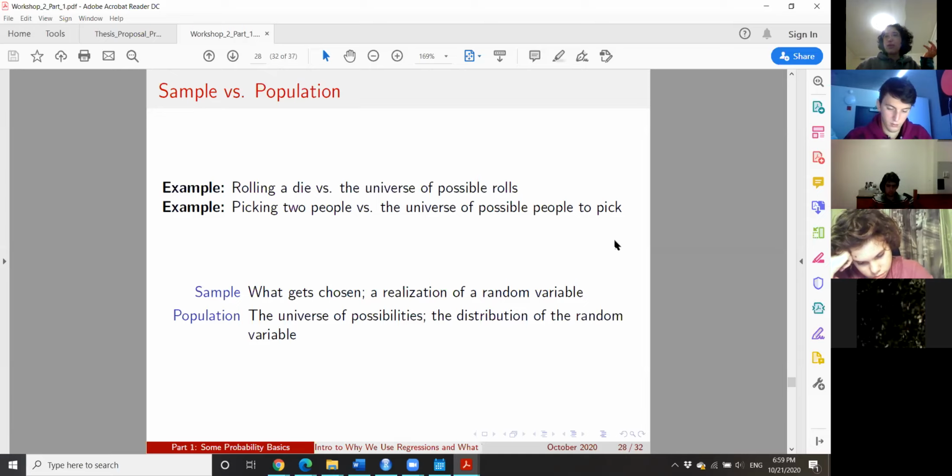So the sample is what gets chosen. You can think of it as a realization of a random variable. You can think of it as the realization of several random variables in some cases. The population, on the other hand, is the overall distribution, the universe of possibilities, all of that fun stuff.